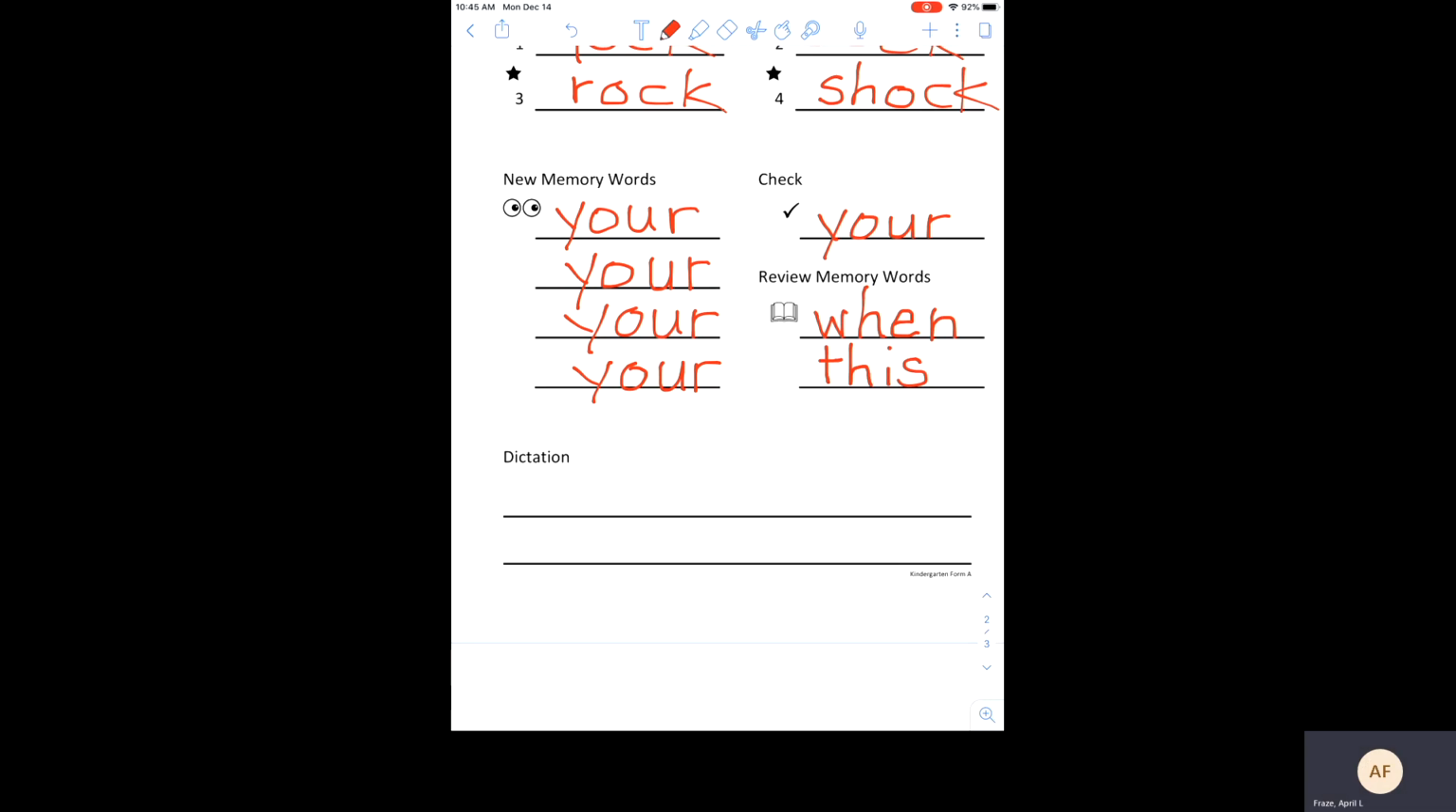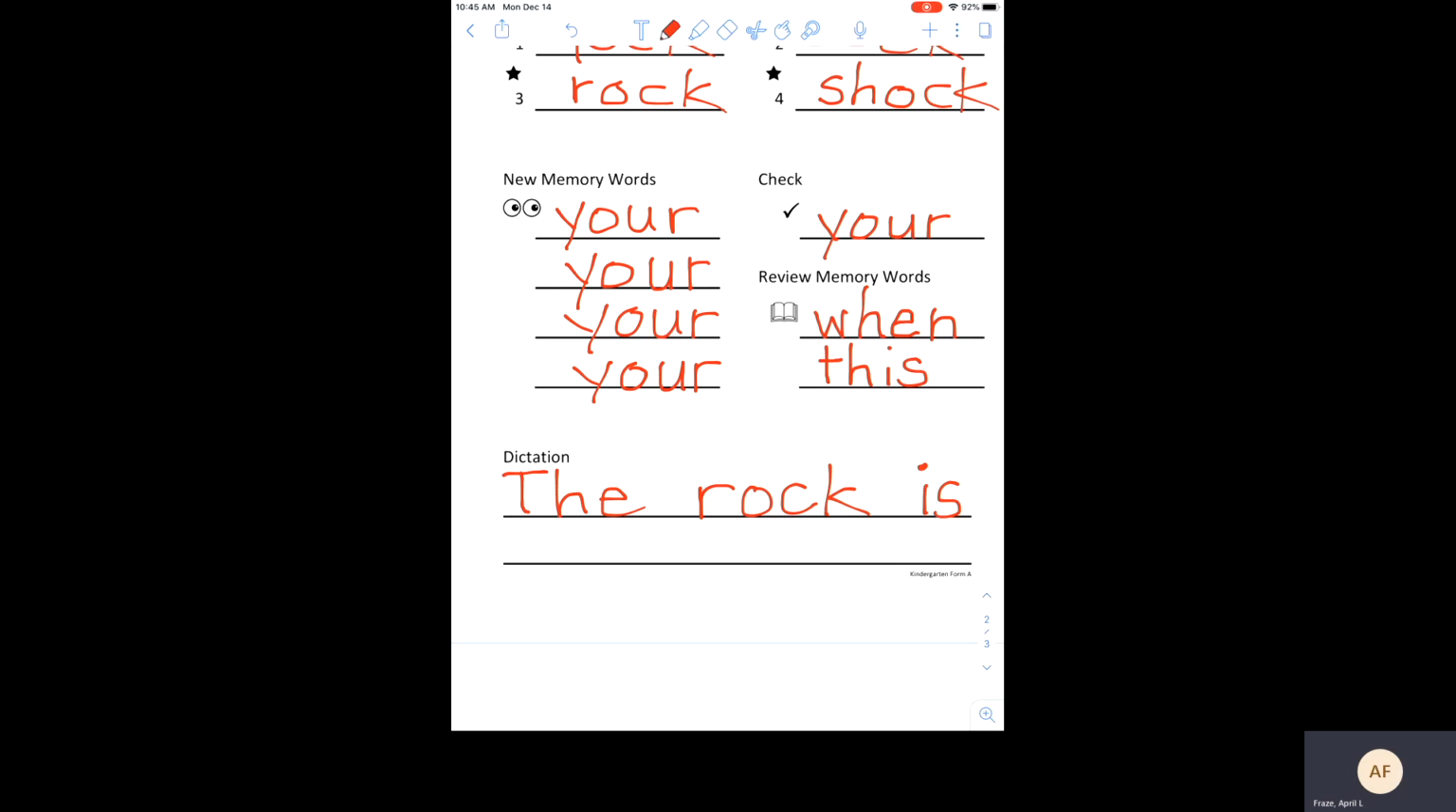Well, the first thing we need to write is the, and because it's the first word, I'm going to use an uppercase T. T-H-E, the. The what? The rock. But I need to make a space first. So let's go ahead and write the first sound in rock. Ruh. After our space. Ruh. Ock. O-C-K. Rock. The rock. Make a space. Is. I-S. The rock is.